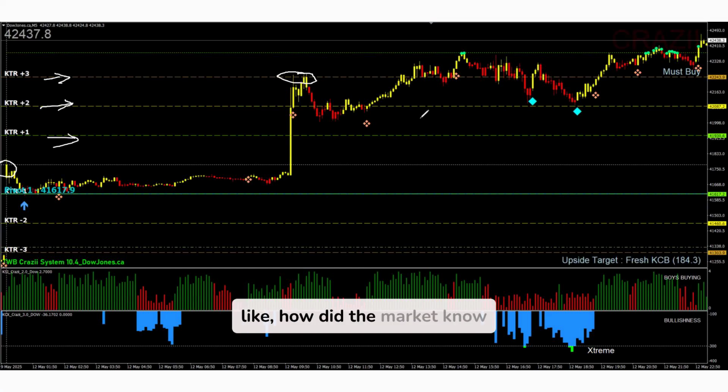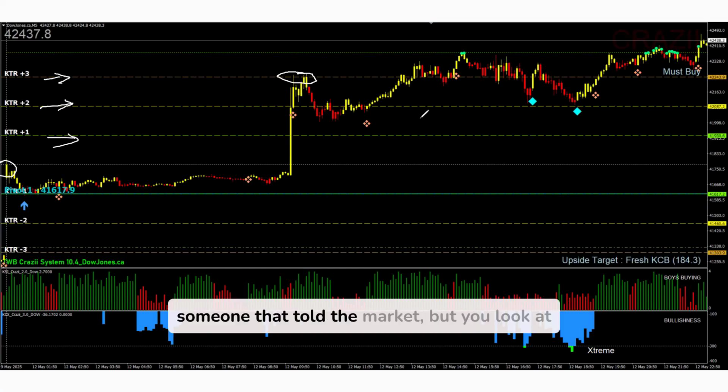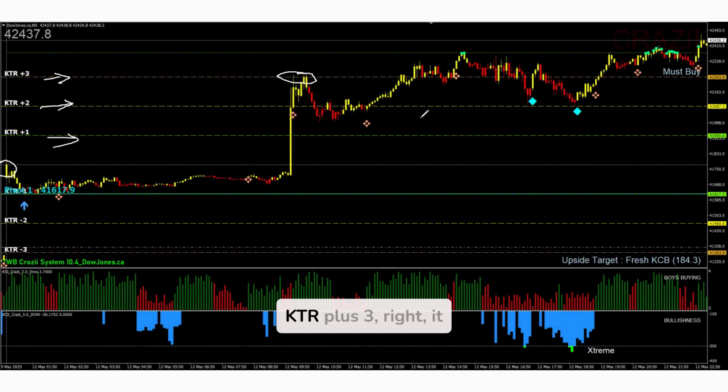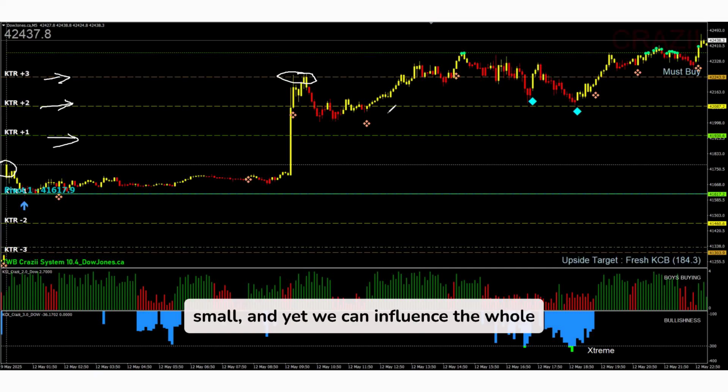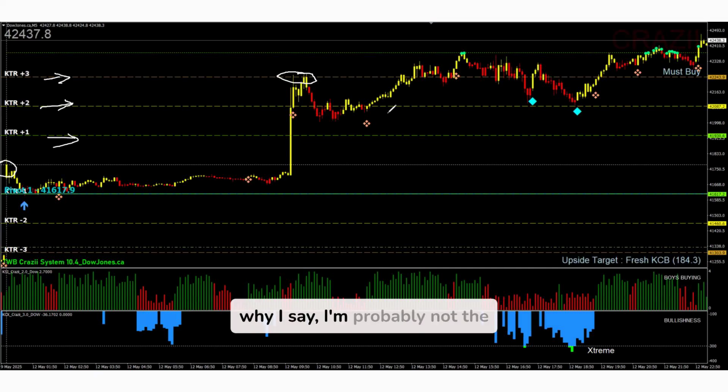Don't you realize that this is really crazy? How did the market know KTR +3 unless someone had told the market? You look at the whole market, there's no KTR +3, right? It had to be created by somebody else. And the thing is this, we have it, and the market really hit there and stopped there. Seriously, we have a system that a lot of us are basically telepathing, everybody knows the same thing: KTR +3 must take profit. Singapore is so small, and yet we can influence the whole world. That cannot be right. So I'm probably not the only one who knows KTR +3, and that's why I say we should use it to our advantage.